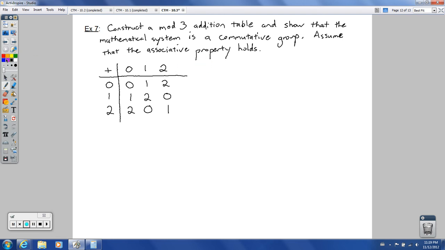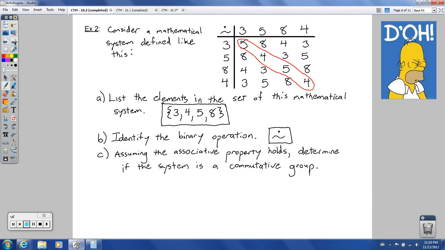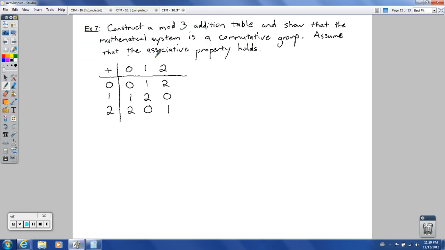So remember your CIIAC from before. That's like we had here in lesson 10.2. So stuff like this. We need to check those 5 things to see if it's a commutative group. So we're going back to that, practicing that one more time. So that first C stood for closure. Put this in a different color next to that.